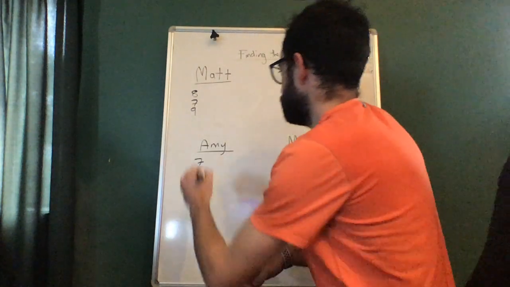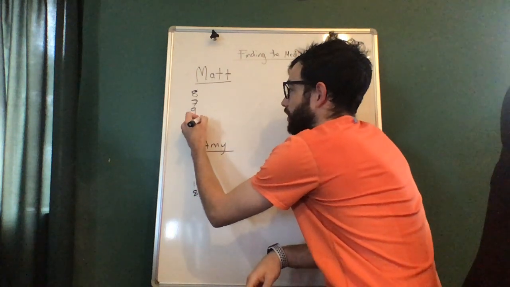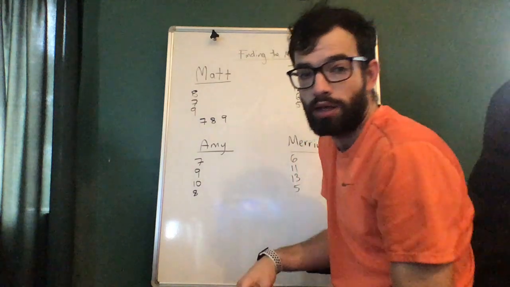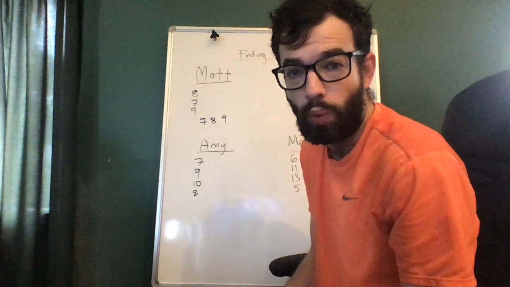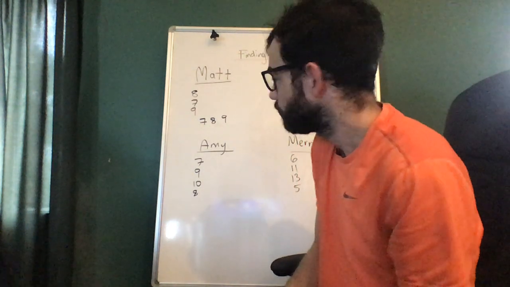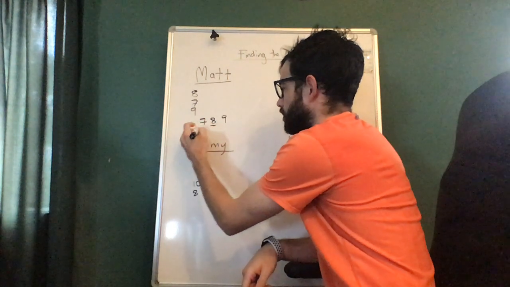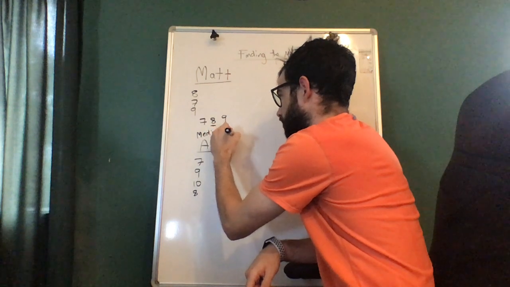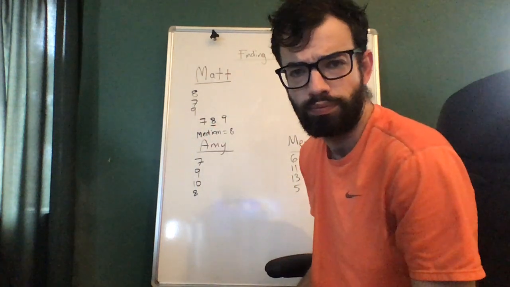So if we look at Matt's numbers, here's 8, 7, and 9. We put them in order from smallest to biggest, 7, 8, 9. Okay. We then look at which number is in the middle. 8 is in the middle. So the median is 8. Really simple.